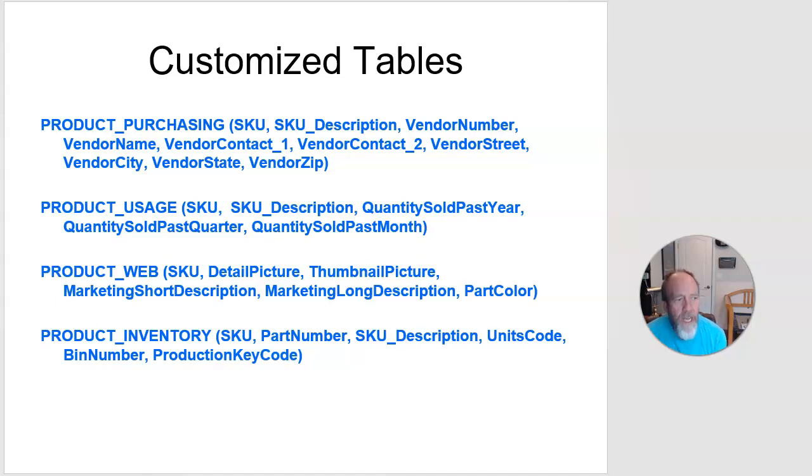Each of those tables has a specific thing that you want from it. Purchasing people want to know the information about the vendors and all that. The users want to know the usage, we want to know how many of you sold. The web people want to know information like pictures and descriptions. And the inventory people want to know what's its SKU, how many have you got in stock.